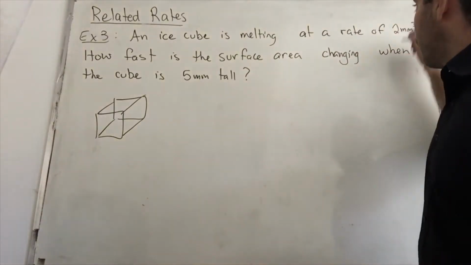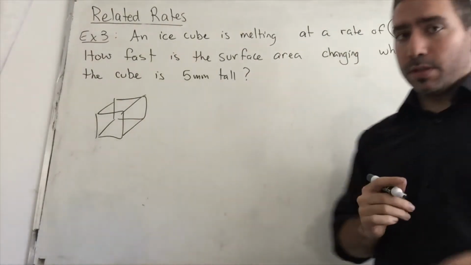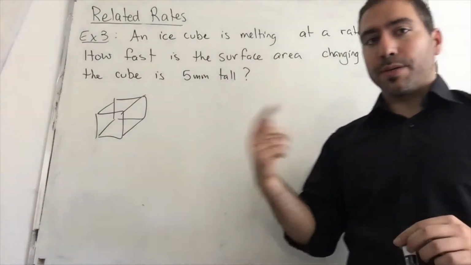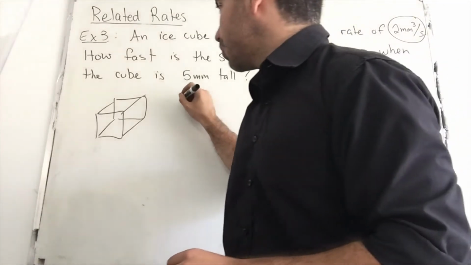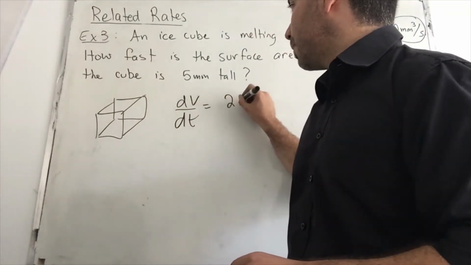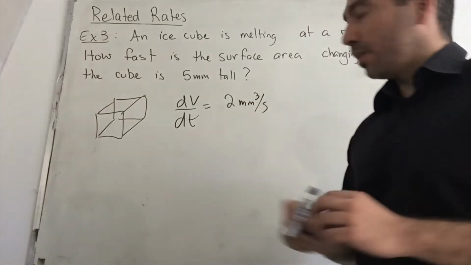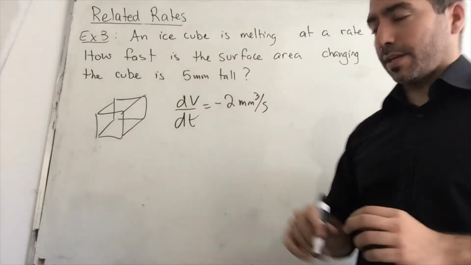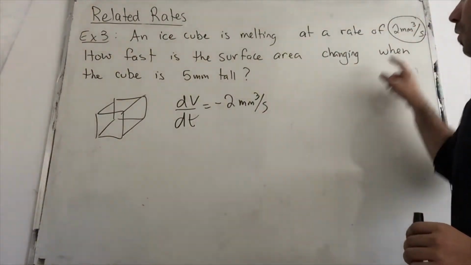So the units give it away. The 2 millimeters cubed is, first of all, it's cubed, it's talking about the volume, and it's per second, so there's a rate of change. So we know that the volume is changing. So we're looking at dV/dt is 2 millimeters cubed per second. And because the volume is decreasing, it's melting, we have to put a negative sign in front. Okay. So this piece is done.